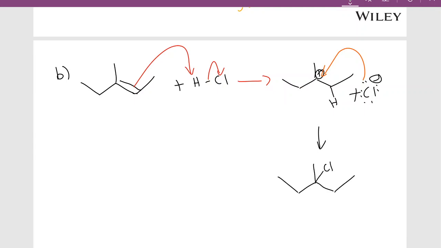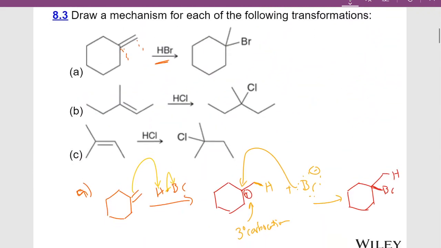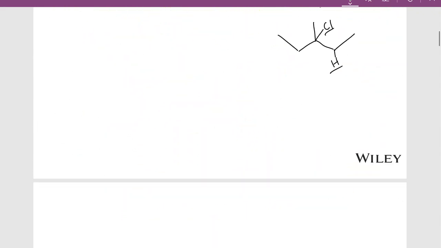And that's this. Now I didn't draw the hydrogen in that was added, but we can go ahead and draw that hydrogen that we added, because we added H and Cl across that double bond in Markovnikov fashion. I think I'll let you guys work that last one on your own, see if you can draw the mechanism.